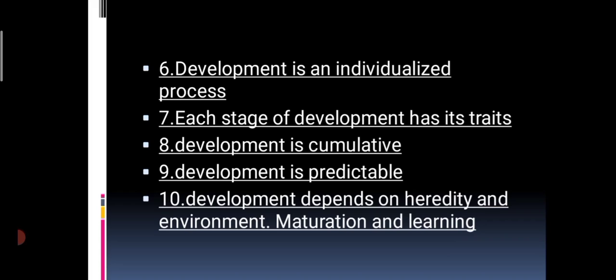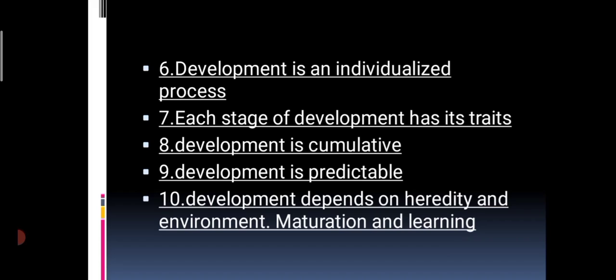And the last one is development depends on heredity, environment, maturation and learning. The first point we discuss, development is the product of interaction. There is a constant interaction between the environment and the individual. At the same time, the individual has some inherent potentialities, which he gets through heredity from his parents, and this heredity and the environment determine the development of a particular individual.